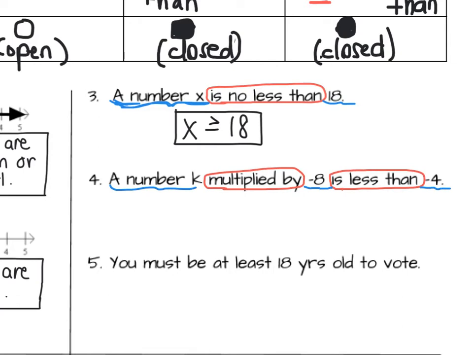So now we can underline a number, k, negative 8, and negative 4. Okay, so a number k, we'll just put k multiplied by negative 8, so we put the dot with a negative 8, is less than negative 4. Now, usually when we're multiplying a number and a variable, we put that number in front of the variable. So it's negative 8k is less than negative 4.